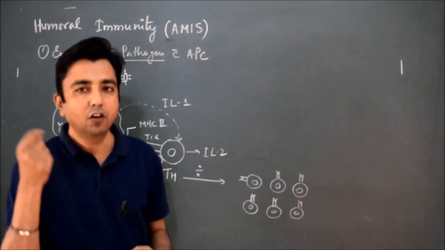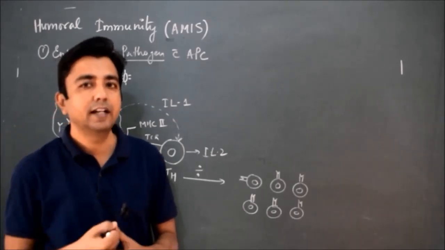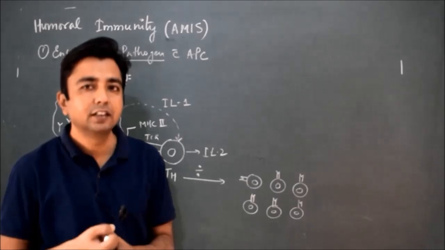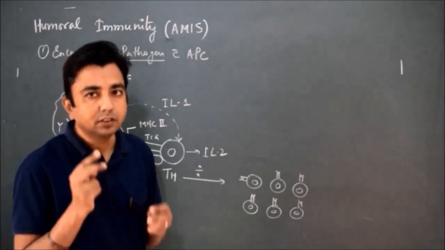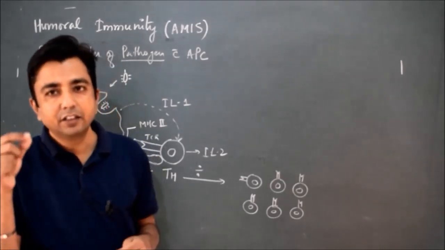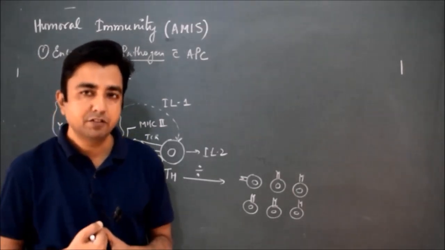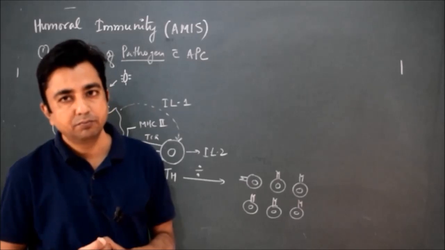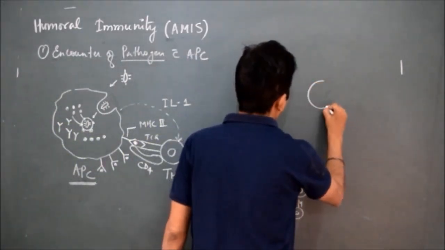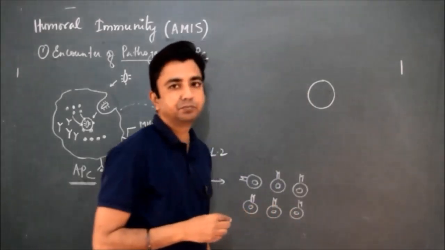B cell will also encounter the antigen. It will also phagocytize the antigen. It will also present the antigen on its surface using MHC2 molecule. So let's see, this is B cell.